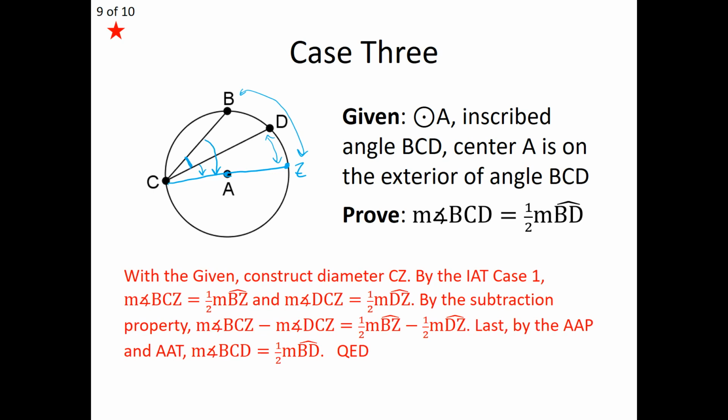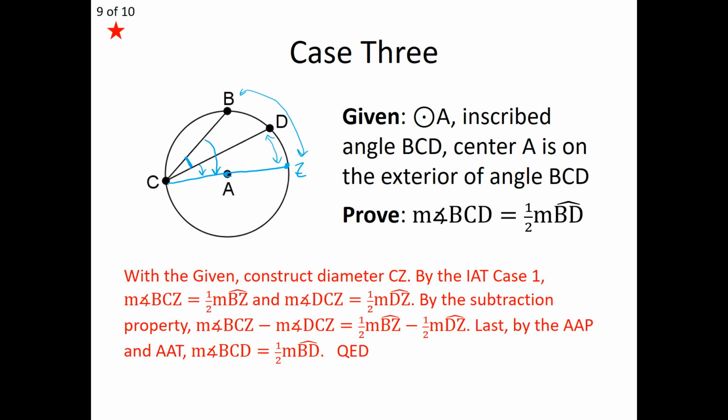And then last, again, by using the angle addition postulate and the arc addition theorem, we arrive to our conclusion, because what we're doing is really the whole minus part. Taking the whole angle and subtracting off a part of our angle, we get the remaining part. And we take the whole arc, subtract off part of the arc, and we're left with the remaining arc. Thus, we arrive to our conclusion a third time: the measure of the inscribed angle BCD is equal to half the measure of the arc it cuts.